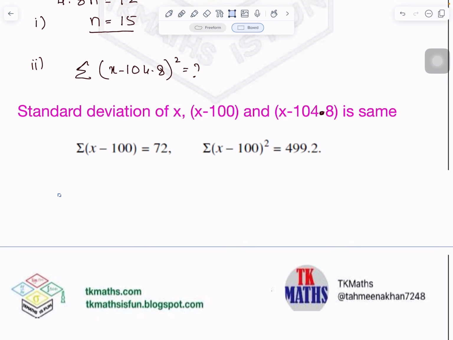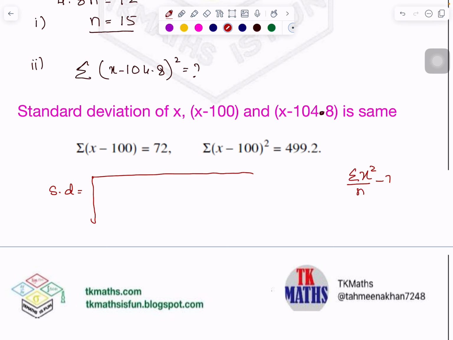So let's write down the formula here. Standard deviation is equal to, you know, the formula is basically the square root of sigma x squared over n minus mean squared, right? You know that. So now I'm writing the same formula but in terms of coded data, in terms of 100, because the values are given to me for that, and we have just calculated n is 15 in part 1.